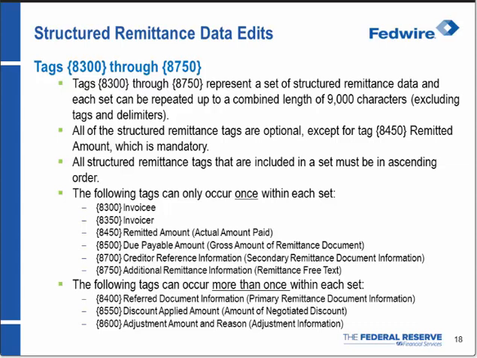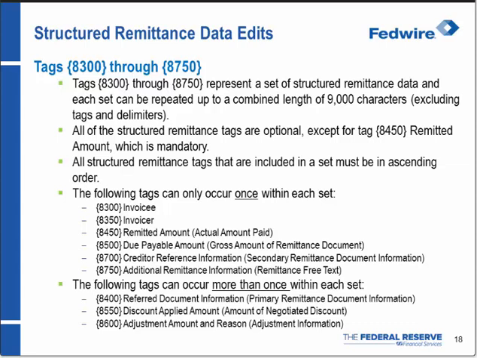And within the structured remittance, all the tags are optional, but if you use it, you have to, at a minimum, use one of the tags, the 8450, the remitted amount. That is the only tag that is mandatory if you decide to use structured remittance information. So again, it's optional to use remittance information. You don't have to use it at all. But if you decide to use it, you must use at a minimum 8450.